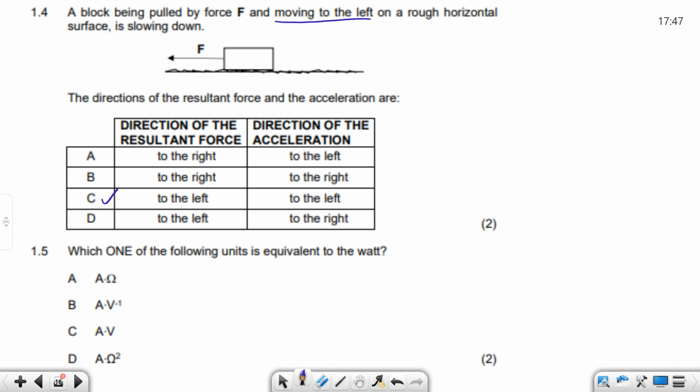Can you help me with 1.5? Which one of the following units is equivalent to what? Let's try. Anybody? Somebody?